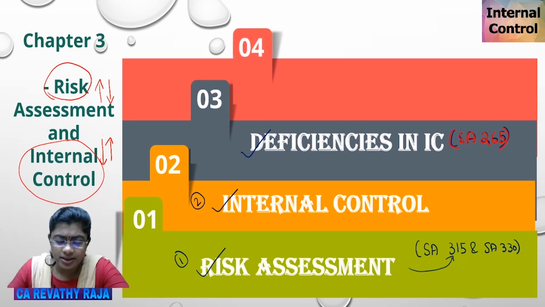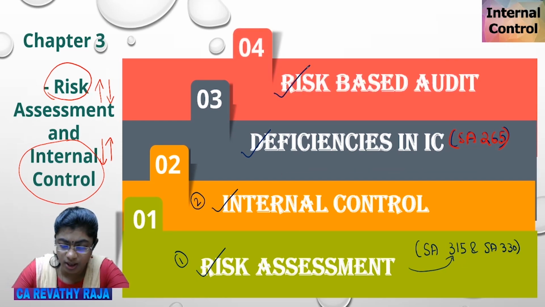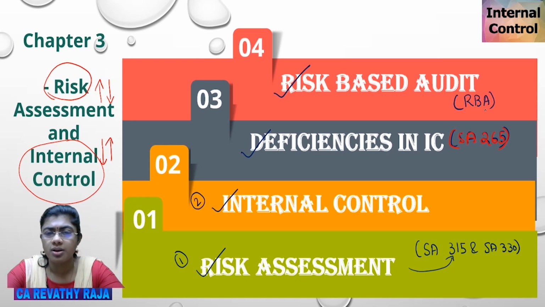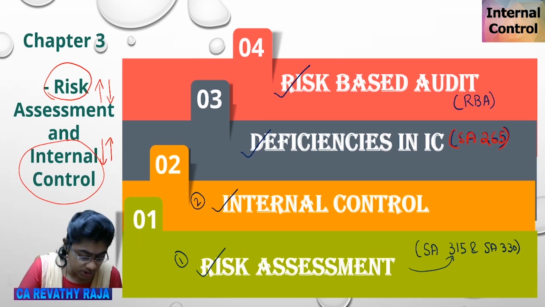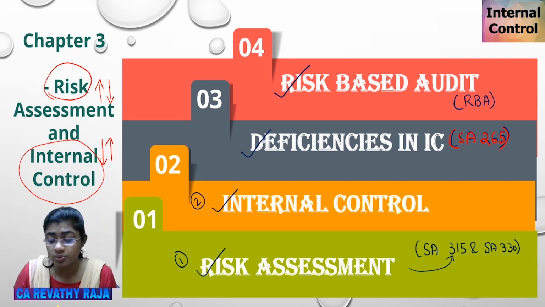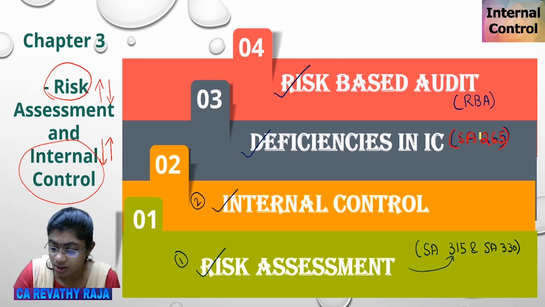And finally, there is a concept which is called RBA, which is risk-based audit, where you will identify the areas in which there is risk and you will conduct the audit. So that is also related in this chapter. So in this chapter, there is risk assessment, internal control, and related concepts. Through this chapter, we will be covering around 3 essays. We will be summarizing 3 essays, which is your 315, 330, and 265.